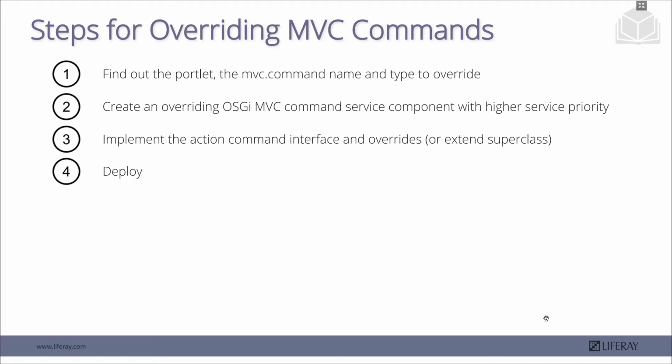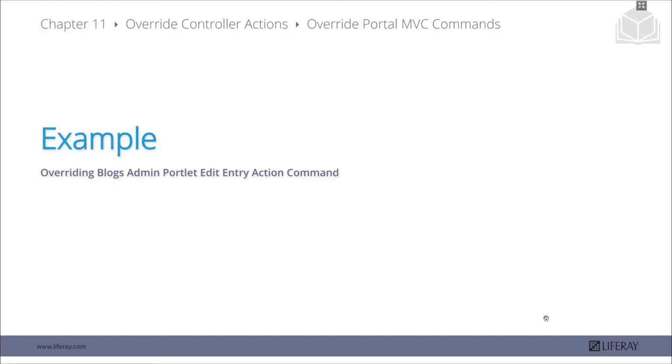So when we're going through the overriding process, we'll create an MVC command. And what we're going to do with that MVC command is up the service ranking. We learned in the previous section, the service ranking can help us determine which implementation is going to be selected. From there, we then implement the action command interface or superclass or render, depends what we're trying to do, right? And then we deploy and then test it out. So let's go through a very simple example of just that.